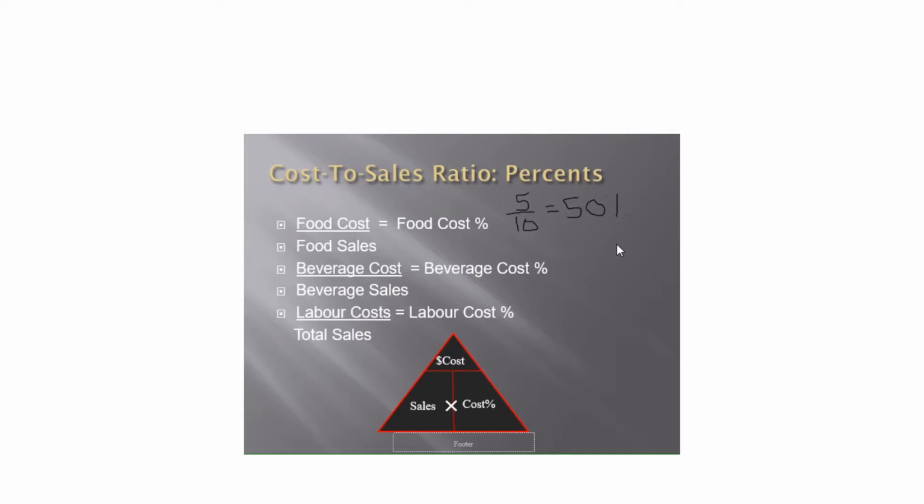Now, the last one, our labor cost, is a little bit different, only because of the denominator. Our labor cost percentage is our labor cost in dollars divided by our total sales. So you see how that's different between beverage cost and labor cost. For labor cost, we use total sales, and for beverage cost, we use beverage sales.